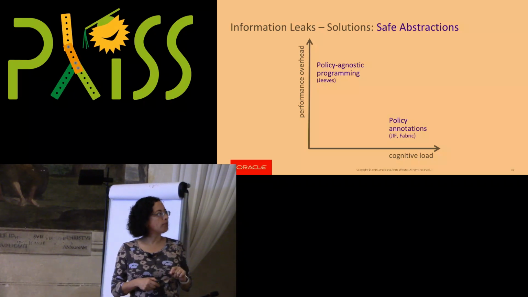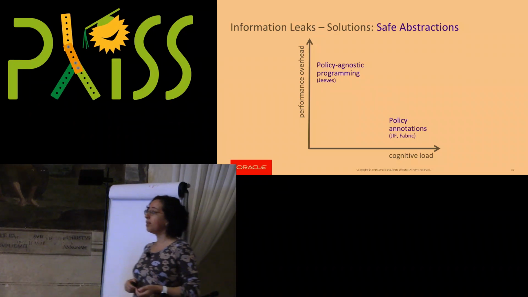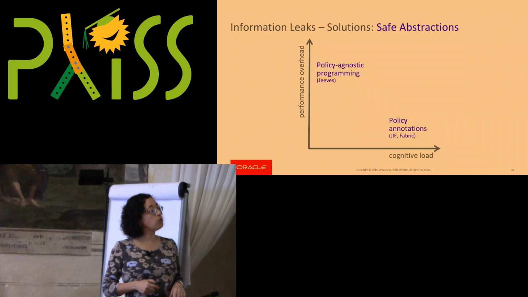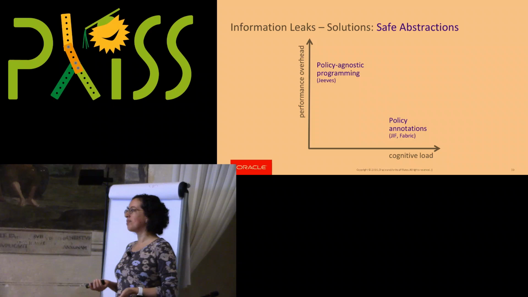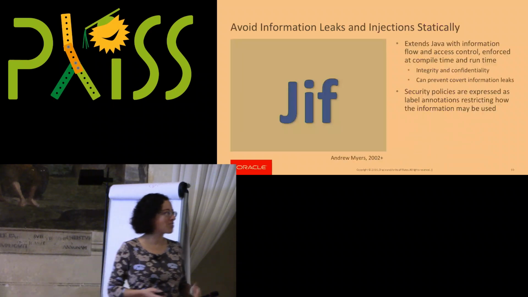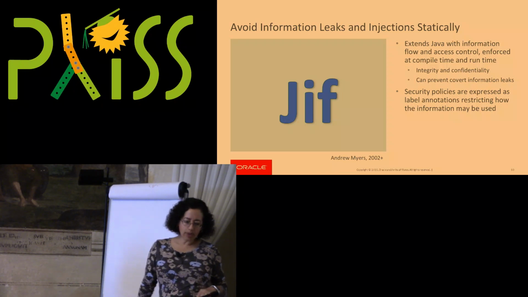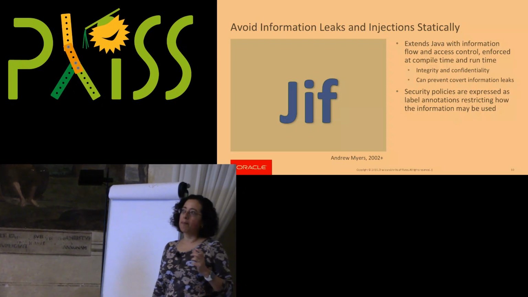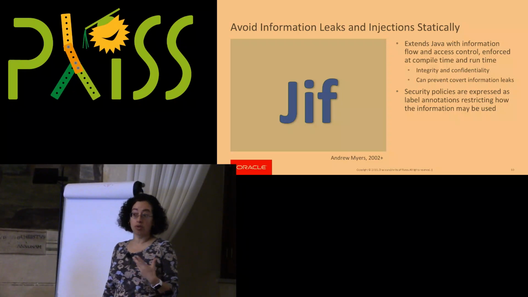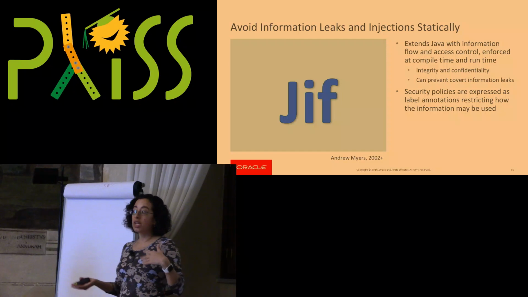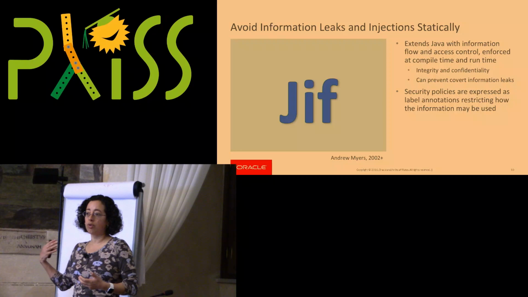There's another solution focusing on how to do it dynamically called policy agnostic programming. And with this solution, it does come at a lower cognitive load, but it does come with a higher performance overhead. So everything is a trade-off. Very briefly, the GIF model is a model for how to prevent information leaks and also injections in general. So it looks at both integrity and confidentiality, right? So it would be looking at your tainted data, and it would be looking at the equivalent of your information leaks.